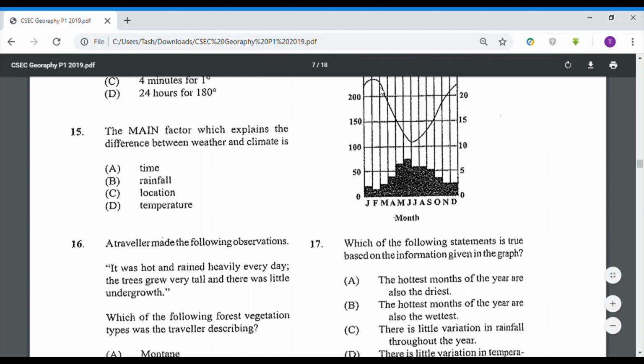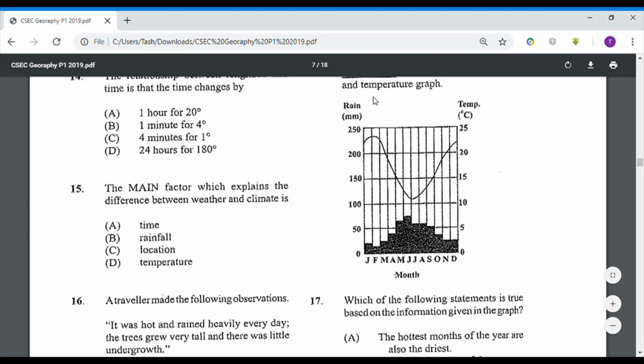At the top here, the line that goes across, this line is showing temperature. Temperature is in degrees Celsius and the numbers are on this side. The bars at the base, these are showing rainfall, and the quantity of rainfall is in millimeters. So, back to A. The hottest months of the year are also the driest.